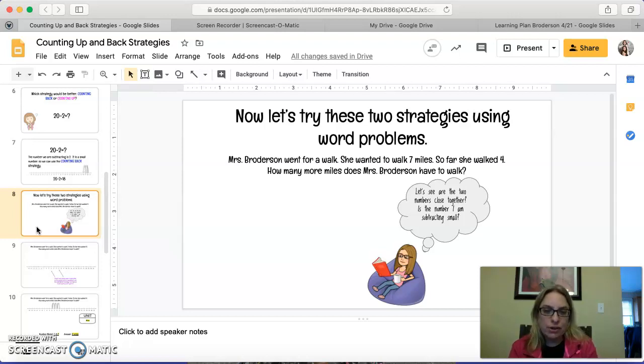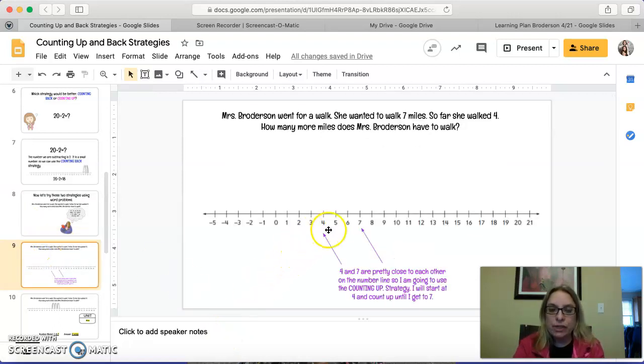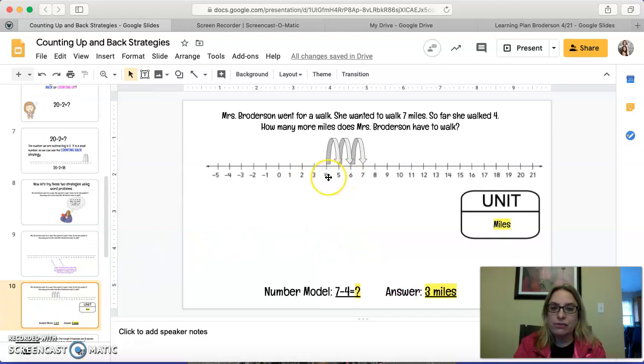So you're going to pause it and you're going to think to yourself, 7 and 4, are they close together on the number line? Is the number I am subtracting really small? So pause it and think. So 4 and 7 are pretty close together on the number line. And we are going to then start at the 4 and count up till 7. 1, 2, 3. So 7 minus 4 equals question mark. The answer is 3 miles. Don't forget your units.